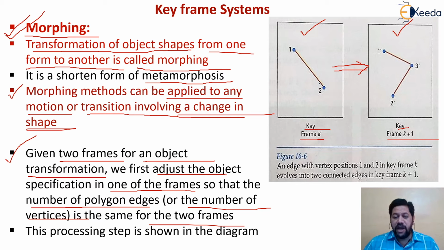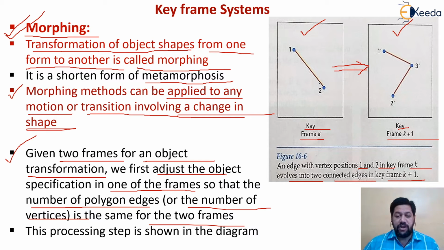An edge with the vertex positions 1 and 2 in the keyframe k evolves into two connected edges in the keyframe k+1. Here I find that in between 1 and 2 I have to introduce one more polygon edge, and I have to show that one is connected to 3, and 3 is connected to this 2. So this is what I'm adding in between.